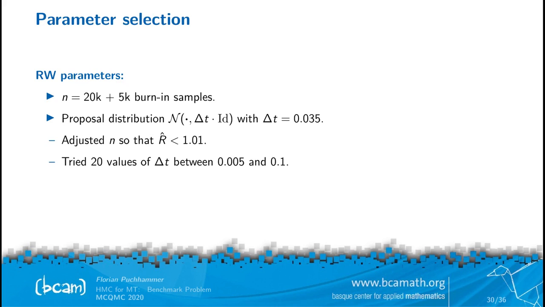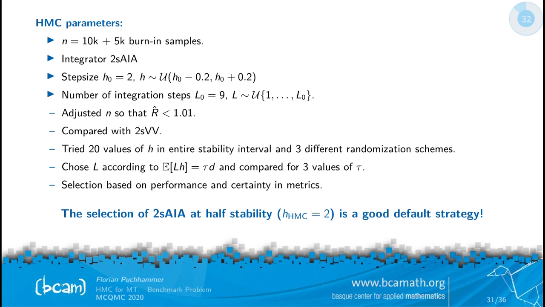For the parameter selection, just to make everything short, for each sampler, we tried a couple of things and chose the best parameter setting. So this is what we get for the random walk. For the HMC parameters, we tried a lot of things too, but basically at the end we found that our proposed default setting is actually the best. So the default setting means that we take the SAIA algorithm and evaluate it at half stability limit, and the number of steps times the step size, so the integration time, should be proportional to the dimension.